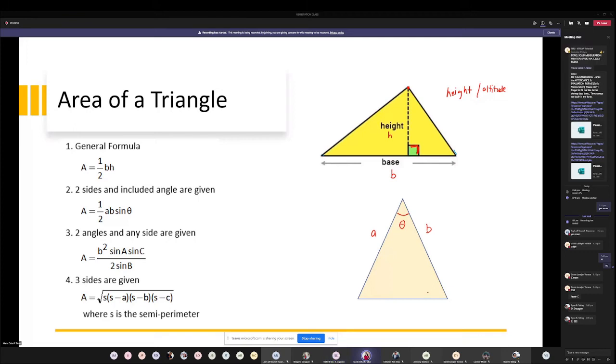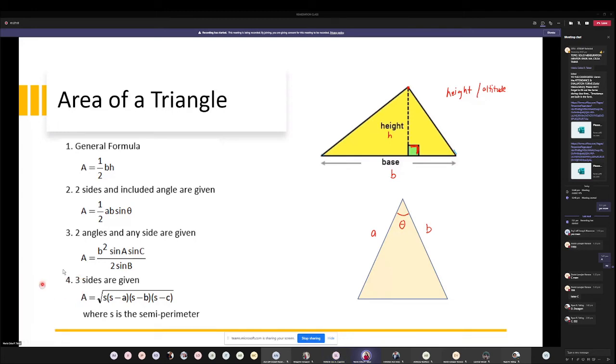Not this angle here, nor this angle here, because it should be included within the two given sides. So you cannot use this one nor this one. It should be two adjacent sides and an included angle so that you can use the second formula.